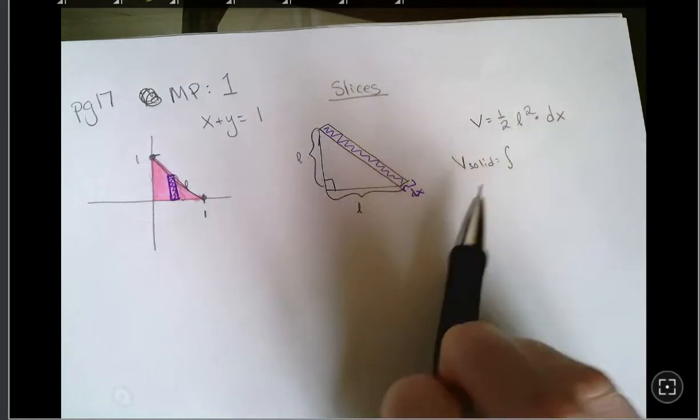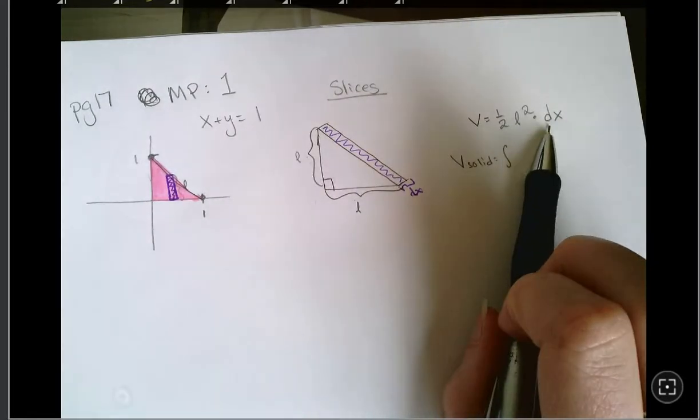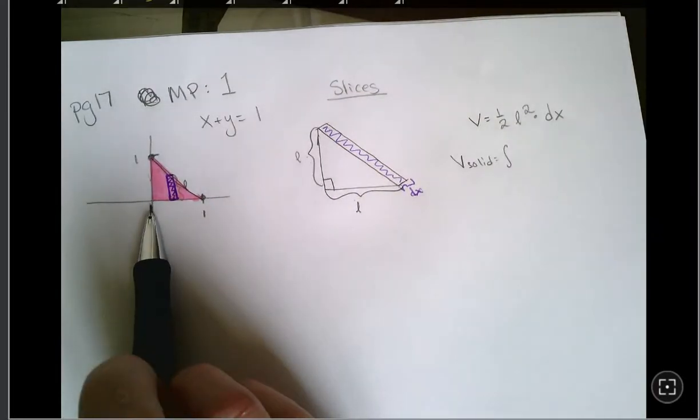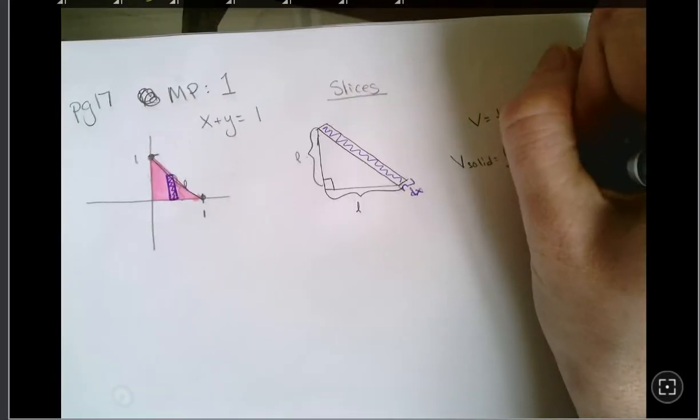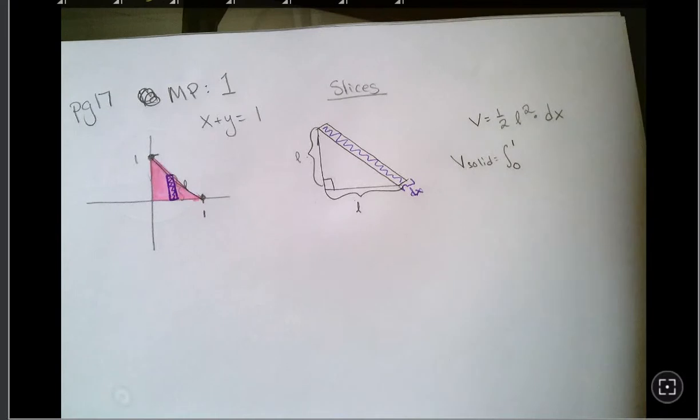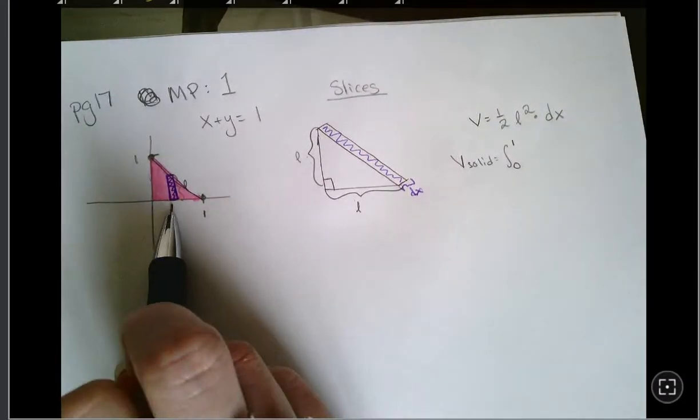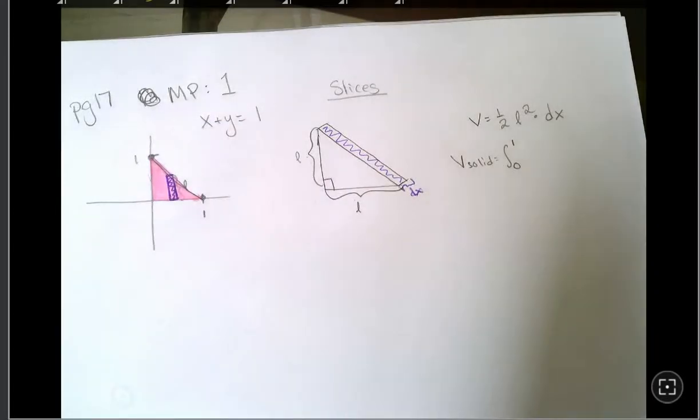Well, my bounds are determined by x because we're using dx in this one. So if it starts from here and goes to here, it's going from 0 up until 1. So 0 to 1. Now my function, I need to know what my L is. Well, if I look at my graph, that's going to help me. That's why we draw these visuals.